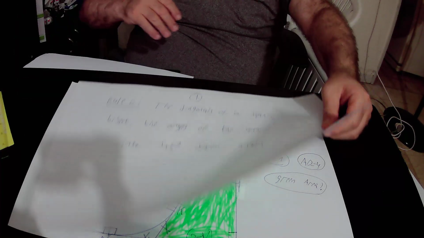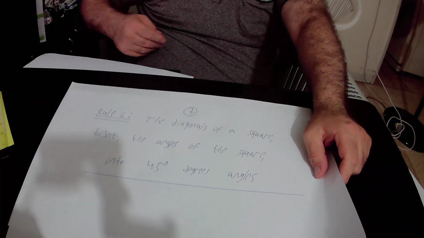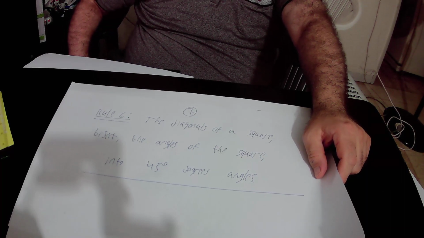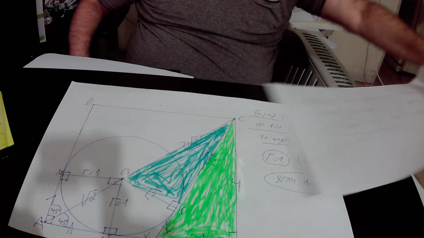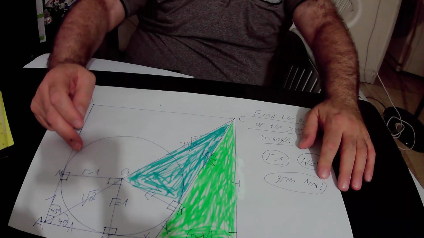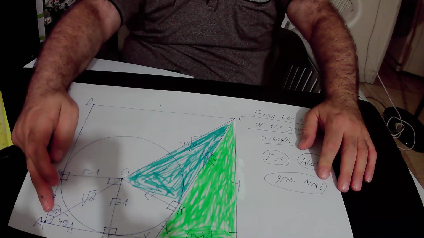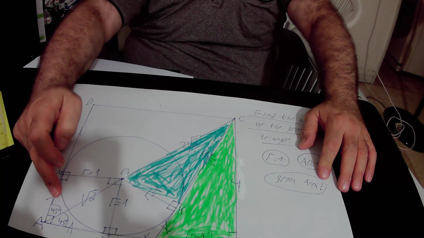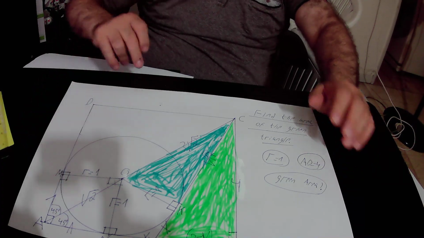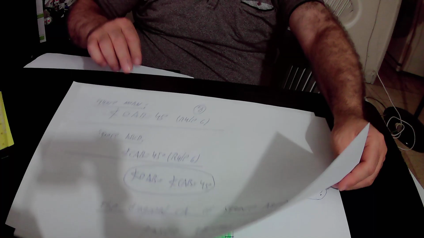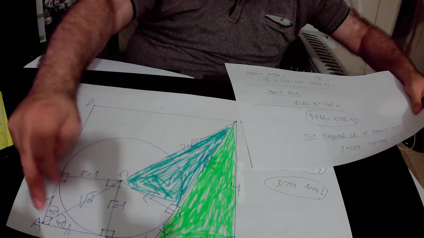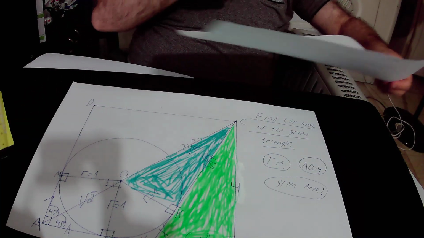And we have also rule number 6. According to rule number 6, the diagonals of a square bisect the angles of the square into 45 degree angles. So if we relate to square MOAN, then according to rule number 6, the diagonal OA bisects this angle that is a right angle into 2 angles that each of them is equal to 45 degrees. So this angle equals 45 degrees and this angle also equals 45 degrees. That is to say, angle OAB equals 45 degrees according to rule number 6.